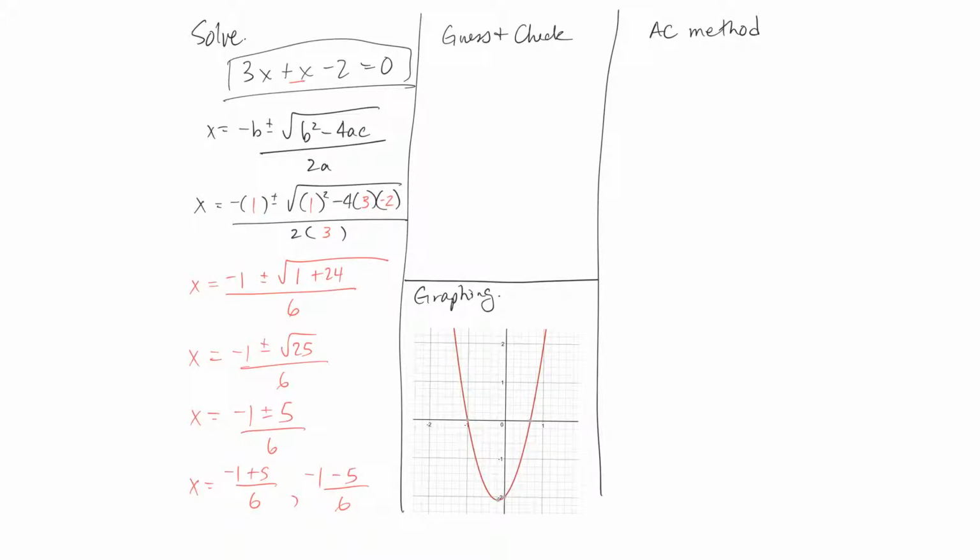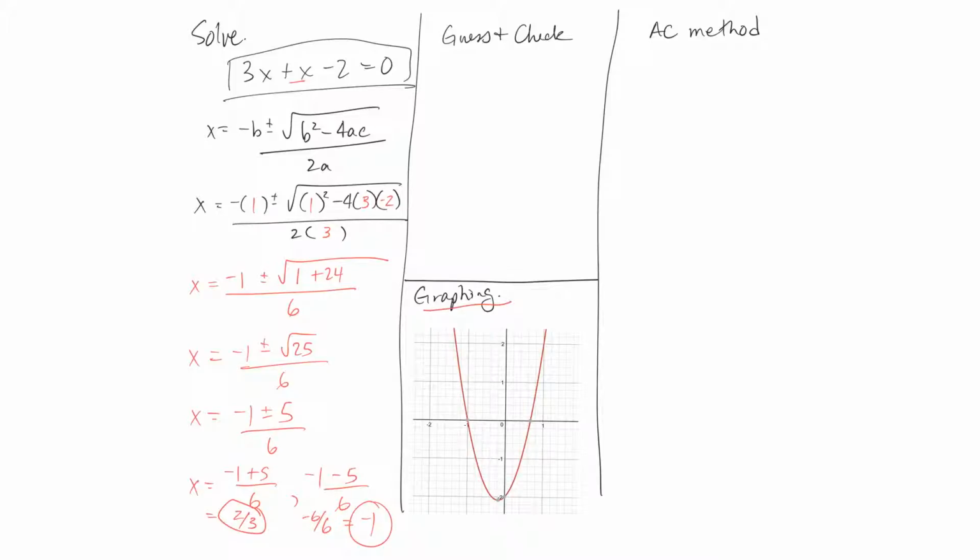And to finish that, -1 plus 5 would be 4. 4 divided by 6 is 2/3. I'm running out of room. So I get 2/3 for that one. For this one, -1 minus 5 is -6 divided by 6. Oh, that would be -1. So -1 and 2/3 would be my two answers. Now, I should get the exact same answer regardless of which way I solve this.